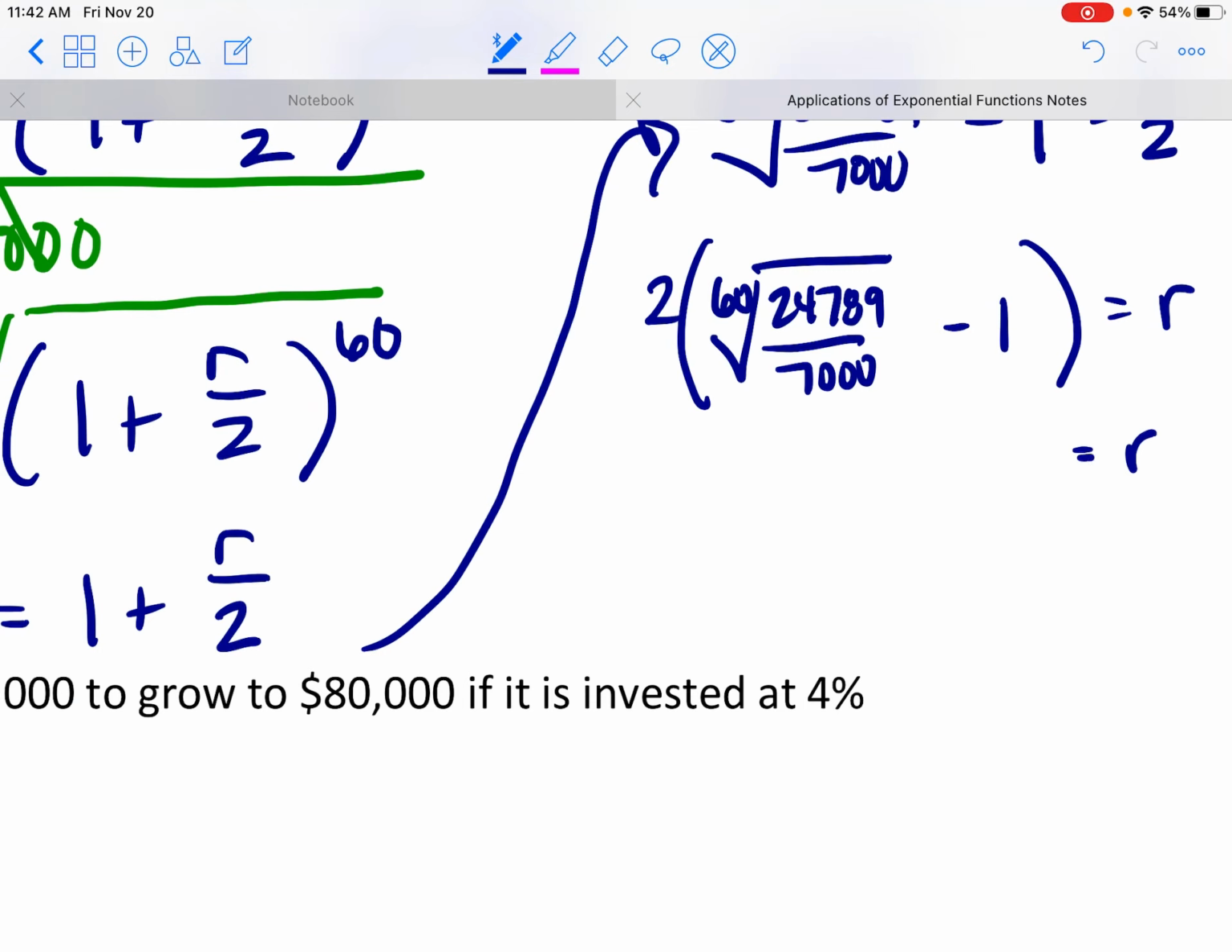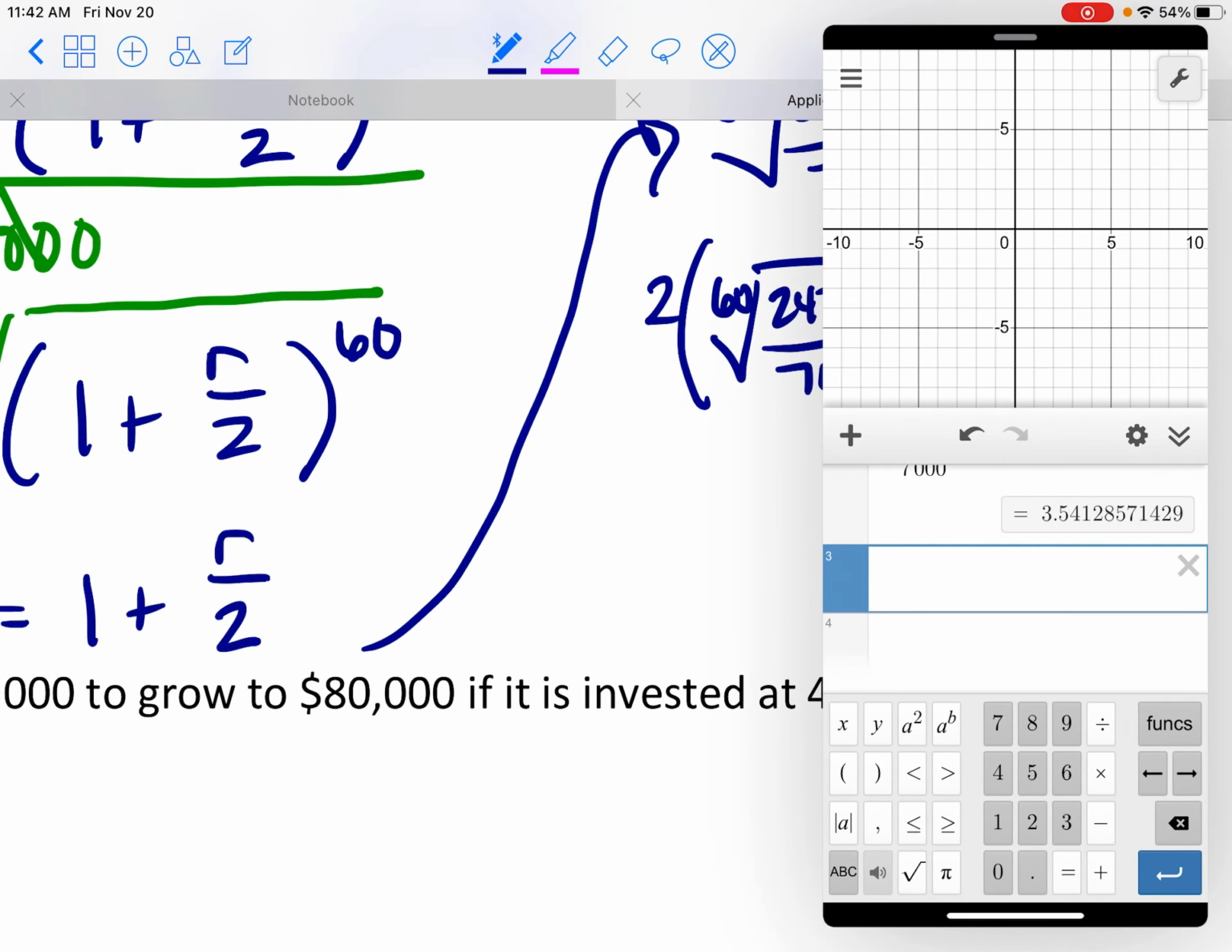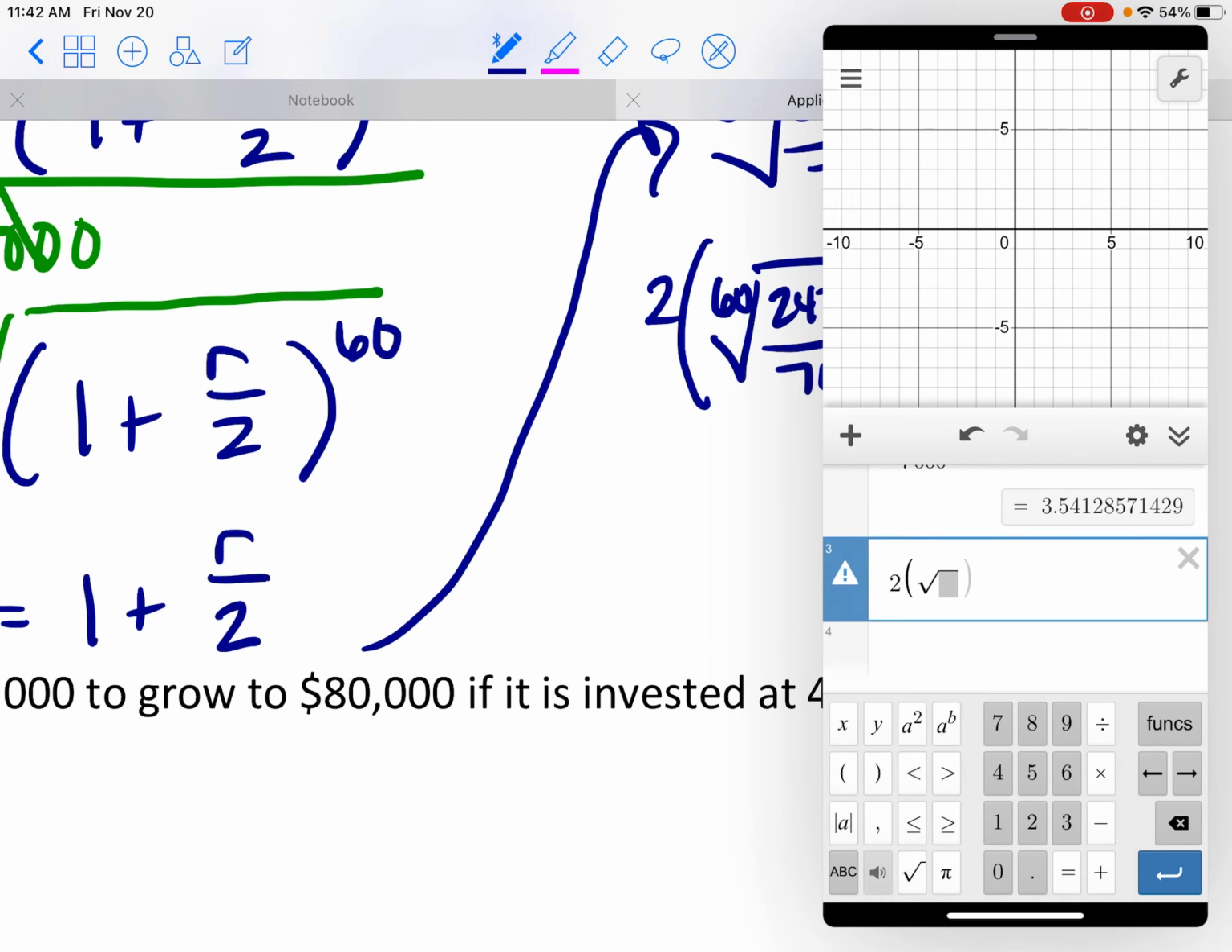And now we're going to go to the calculator. So 2 times the quantity of, I'm going to go into my functions and get my nth root, so I can make that a 60th root.